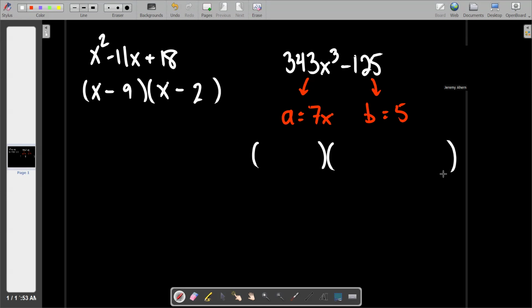And remember that you're in an environment where you get to have notes. And so not having that formula would be pretty silly, right? I don't think it's that hard to memorize, but just to be safe. So remember, the first one is A minus B. So 7x minus 5. And then the second one will be A squared plus AB plus B squared. So that's 49x squared plus, multiply those together, 35x plus B squared, which is 25. And that is that. All right, that's just a bottom of the barrel, run of the mill difference of cubes.